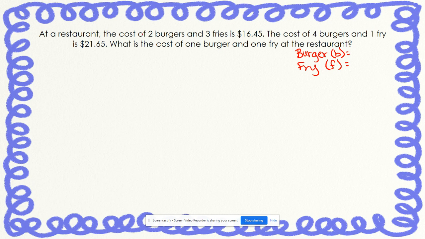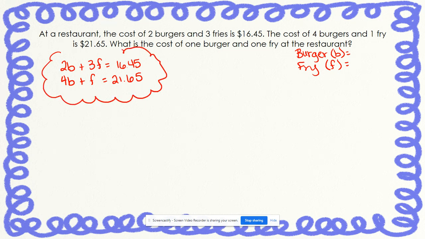Now let's look at what we know. 2 burgers and 3 fries cost $16.45. So if I do 2 times the cost of a burger plus 3 times the cost of a fry, I get $16.45. Then 1 fry and 4 burgers is $21.65. So 4 times the burgers plus 1 fry, which is F, gives me $21.65. So this is the system of equations that I'm going to use to solve my problem.